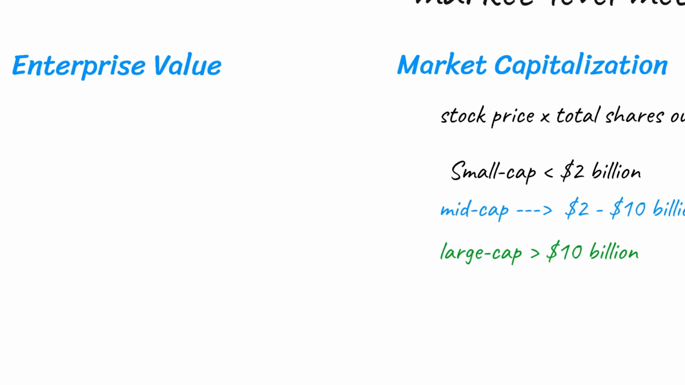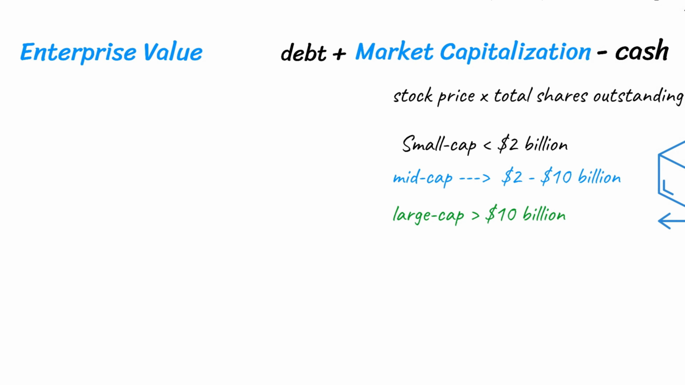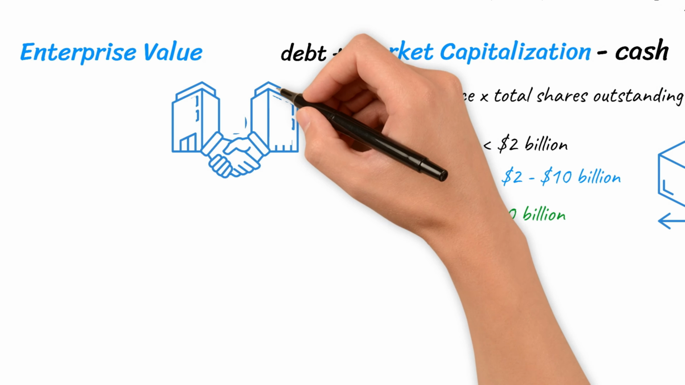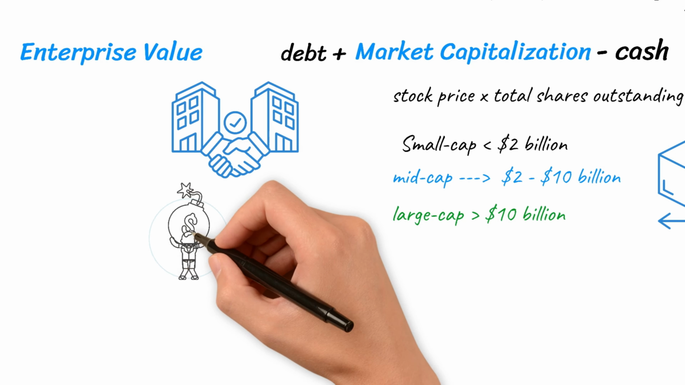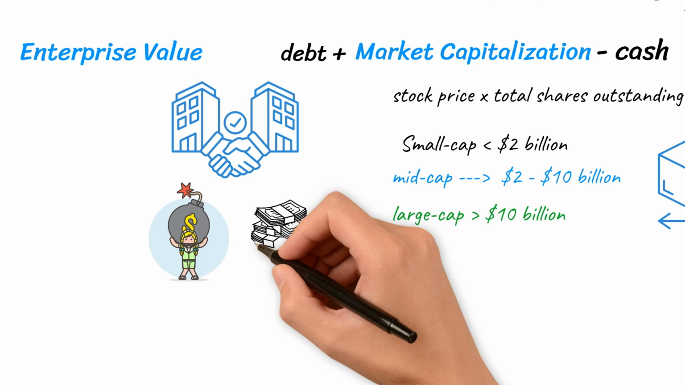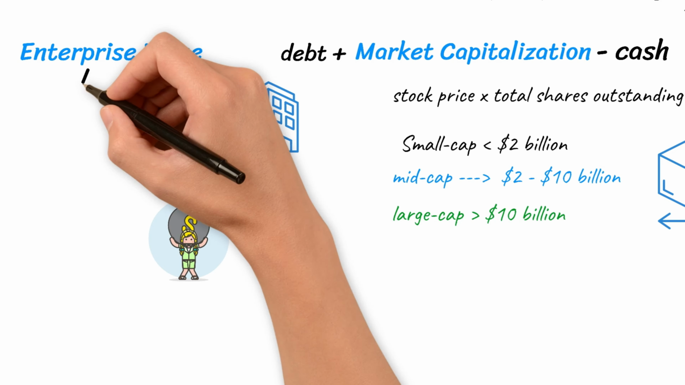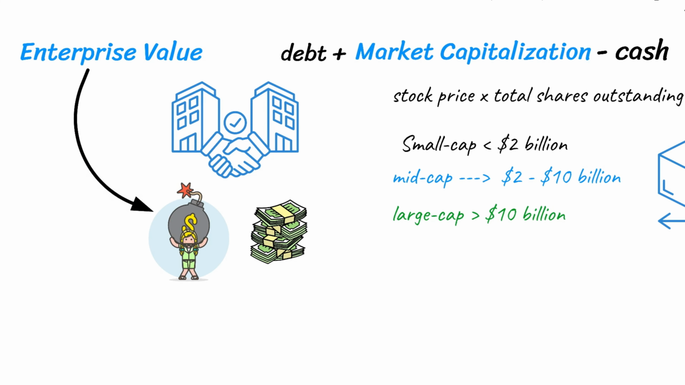Enterprise value goes further. It adds all debt to market cap, then subtracts cash. This is the true theoretical cost of acquiring the entire company, because if you bought it, you'd inherit the debt and could keep the cash. EV is more relevant than market cap when comparing companies with very different debt levels.